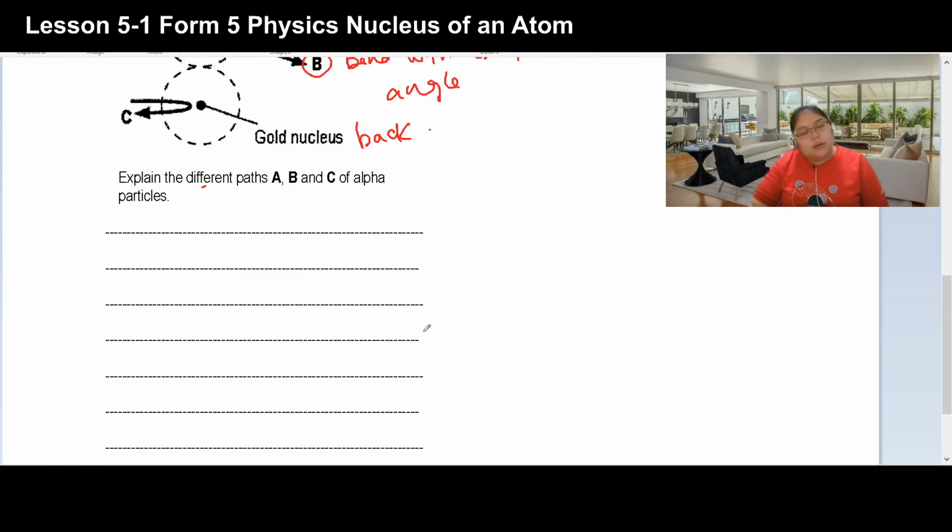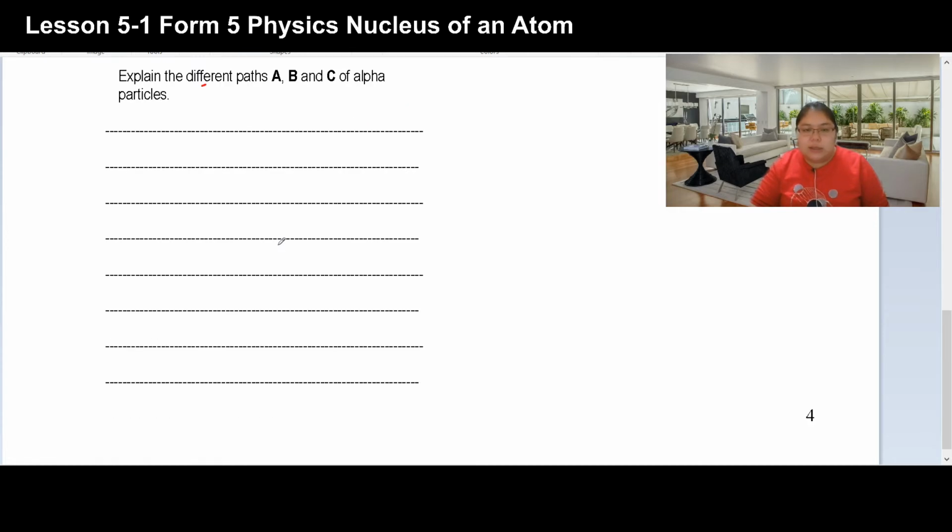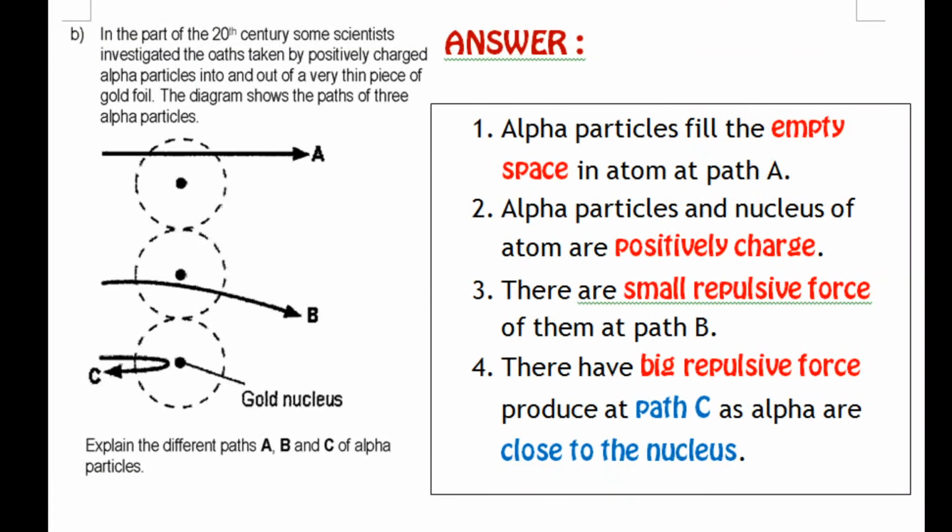Okay, now you need to explain the different paths A, B, C for the alpha particles. So A, what's the explanation? B also, C also. So for each one you need to explain. You can refer to the notes in front, which explain A, B, C and what the result is. Okay, here also we can show you the answer. You can do it first, later you go and check the answer here. So for the final answer, I will explain a while.